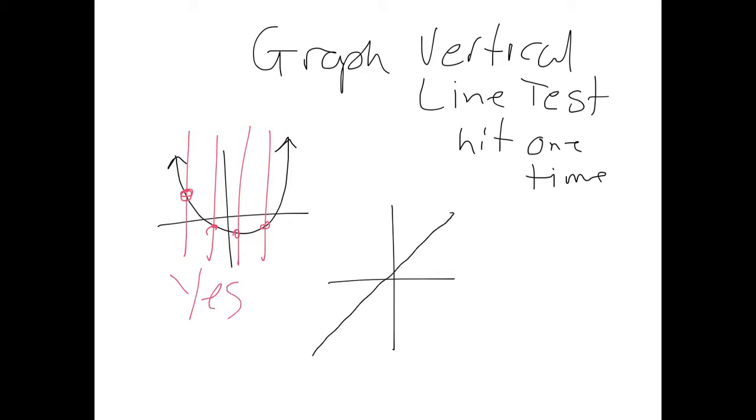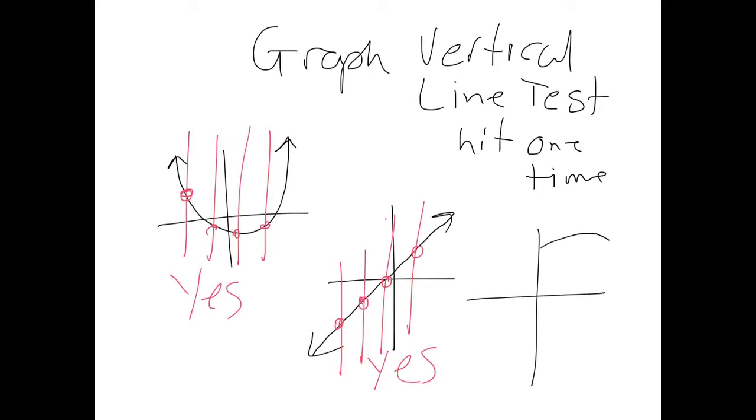If I have a straight line, draw down, hits once, once, once, once. So yes, this is a function. If I have a graph that looks like an S, here it only hits once, so it looks like a function, but right here it hits 1, 2, 3 times, and so that is a no.